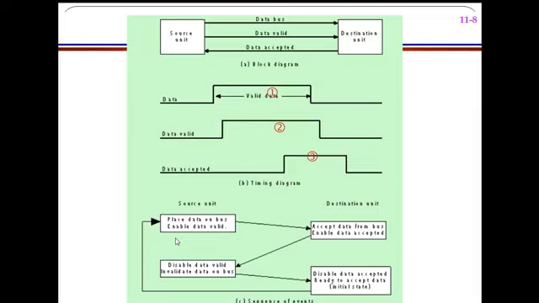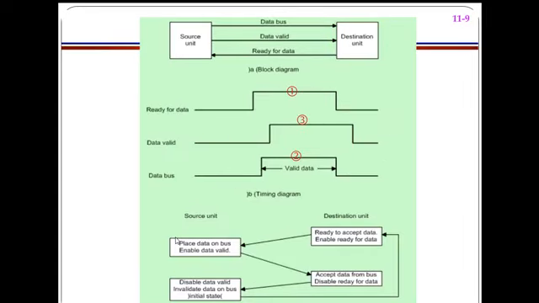What is my handshake here? Data accepted. Yes, I am sending the data. Okay, I have accepted the data. When I say I'm sending the data, you will say that the data is being accepted. So that is your source initiated type of handshake signals.